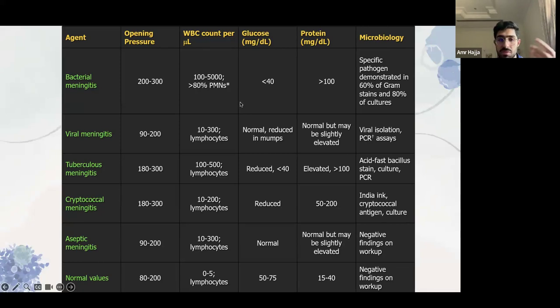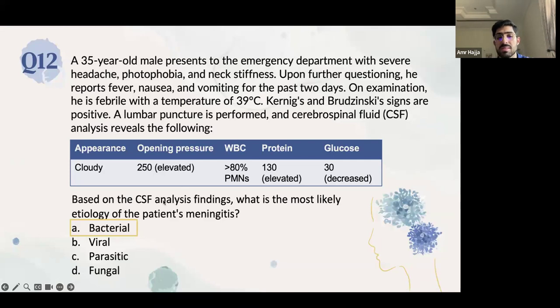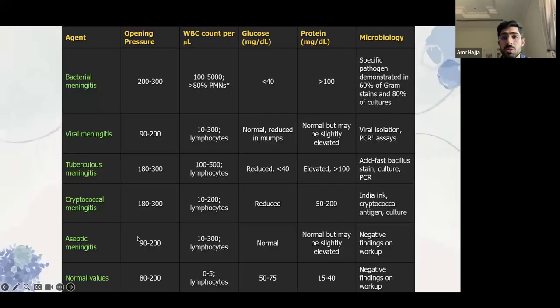So what I suggest from this table is that you know that in bacterial meningitis, the opening pressure is going to be way elevated, polymorphonuclear cells are up, glucose is going to be very low, reduced, and protein is going to be high. So they might give you a similar question to this, and ask what would be the next step and what would you do next. They will put in the answer, for example, viral PCR, acid-fast bacillus stain, Indian ink cryptococcal antigen, and gram stain. So you will go to gram stain because you know that it's bacterial meningitis.